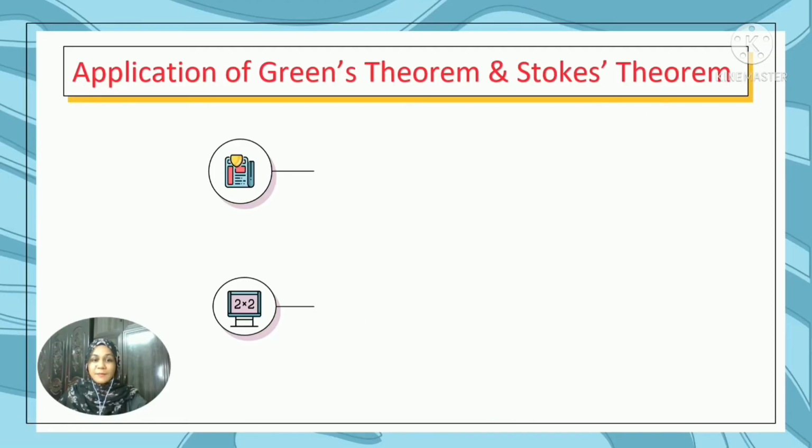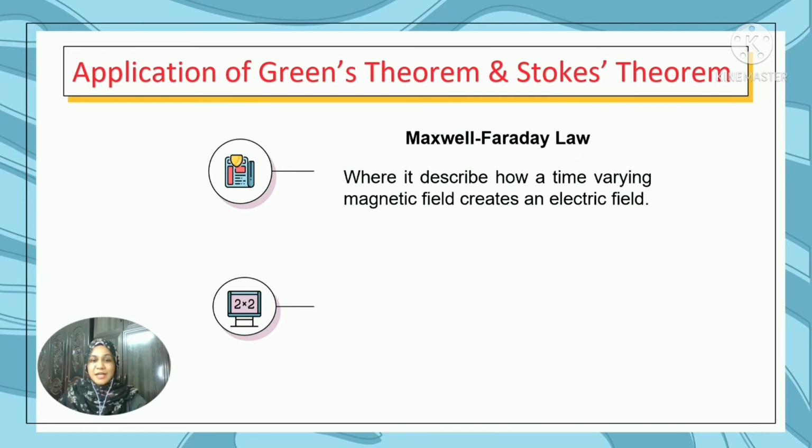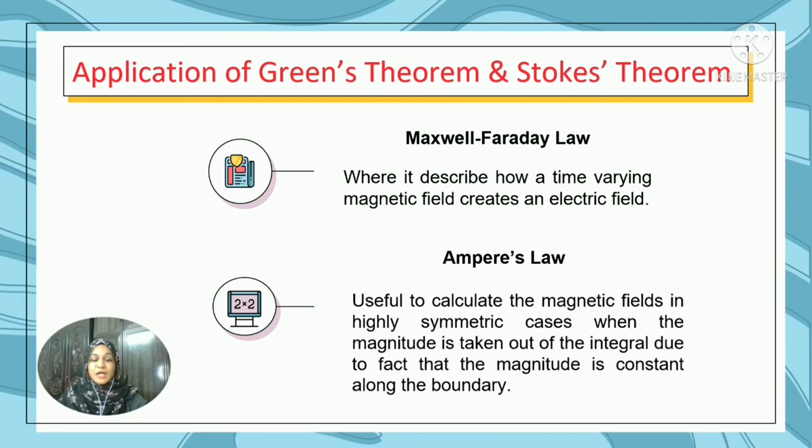Next, I will talk about applications of Green's theorem and Stokes' theorem. The first example is the Maxwell-Faraday law, where it describes how a time-varying magnetic field creates an electric field. The next example is Ampere's law. It is very useful to calculate the magnetic field in highly symmetric cases when the magnitude is taken out of the integral form to find that the magnitude is constant along the boundary.